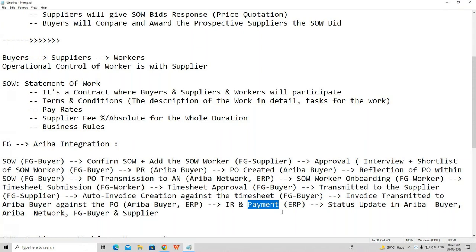Got it. So this process change, you have to tell the supplier that they don't have to do too much work. The invoice will be created automatically on the approved timesheet. You can view it. Once this invoice goes into ERP, then payment will happen, and the payment status you can also view in Fieldglass.